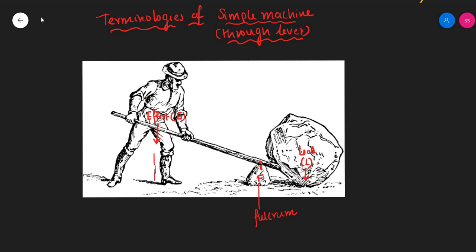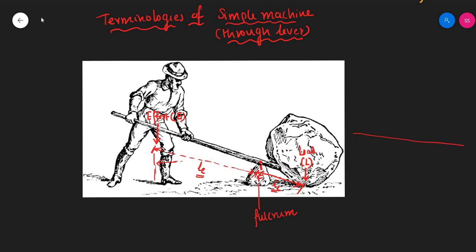And this distance that you see from the fulcrum is the length of the effort arm, which we represent by LE, and this is the length of the load arm. So you have the fulcrum, length of effort arm, and length of the load arm. And the other term that we use is the distance moved by the load and effort.